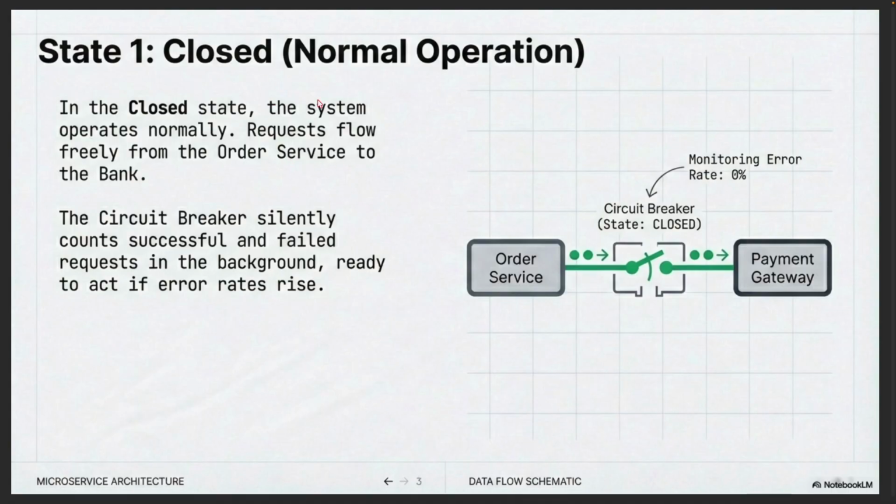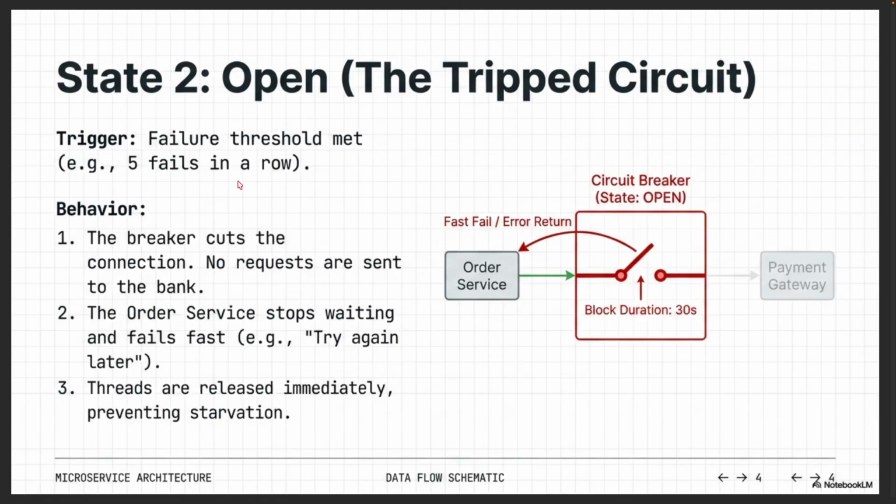So here is the closed state, where there is normal request and response between the order service and the payment gateway without any errors. But now as the errors start, that is, the failure threshold is met, for example 5 failures in a row, at that time the circuit goes into the open state, and now there will be no direct request and response between the order service and the payment gateway, and it will just return a fallback response.